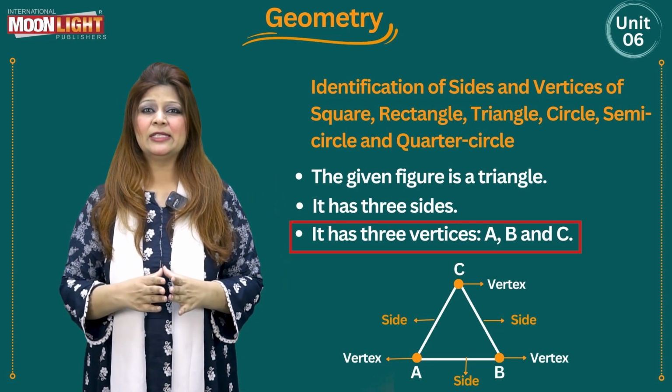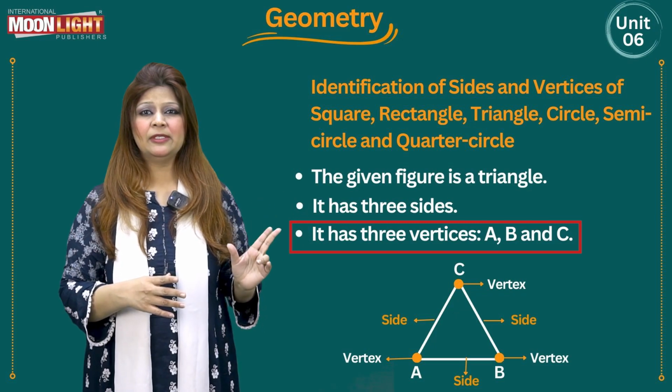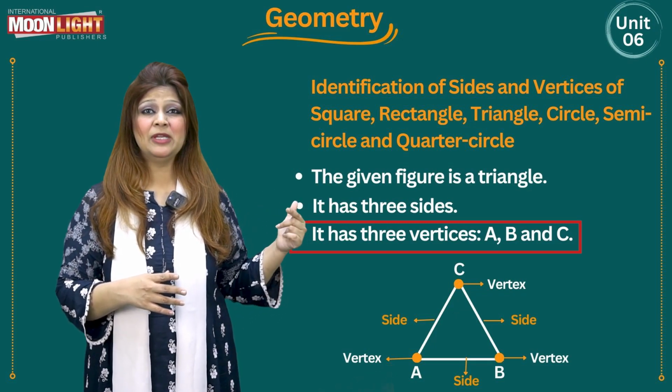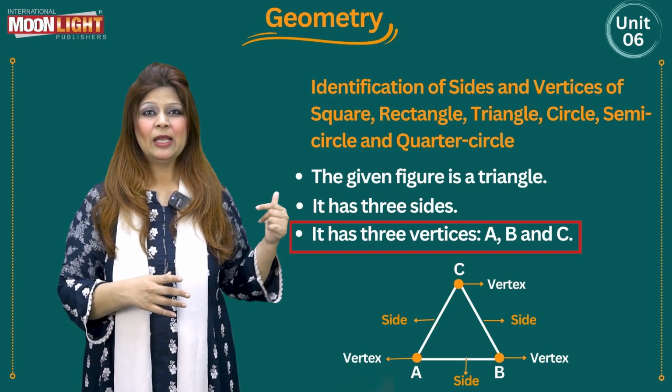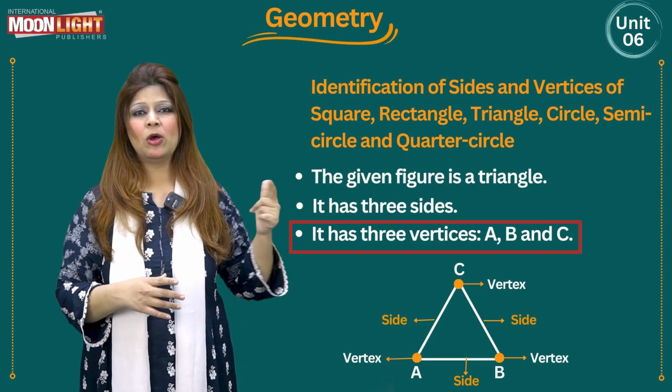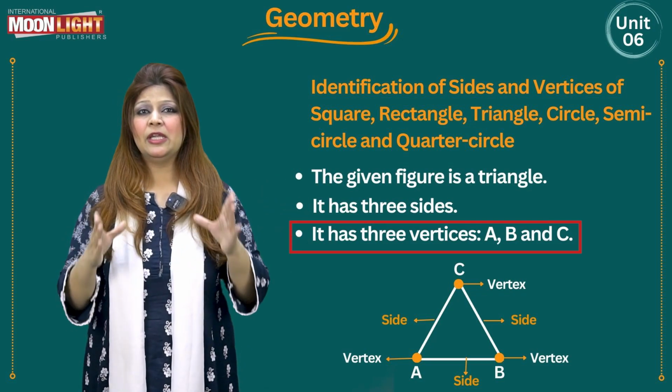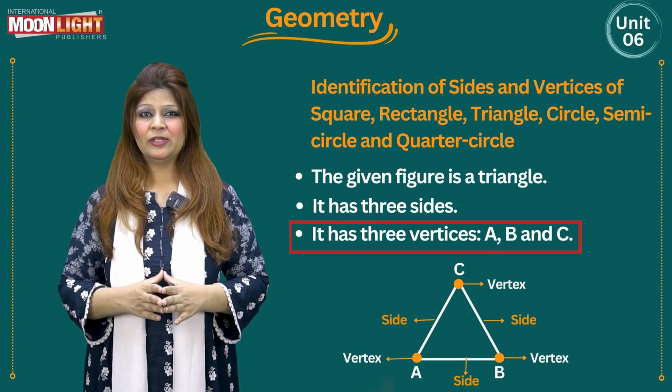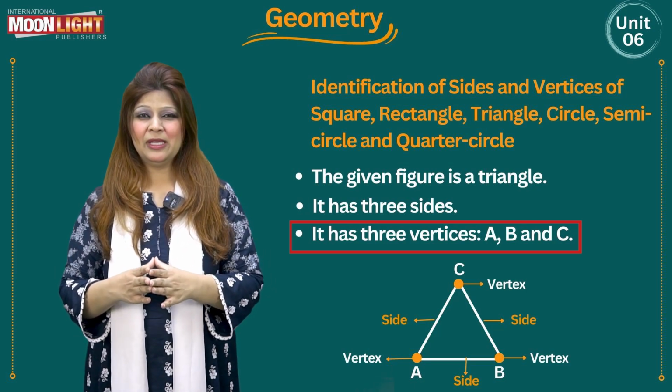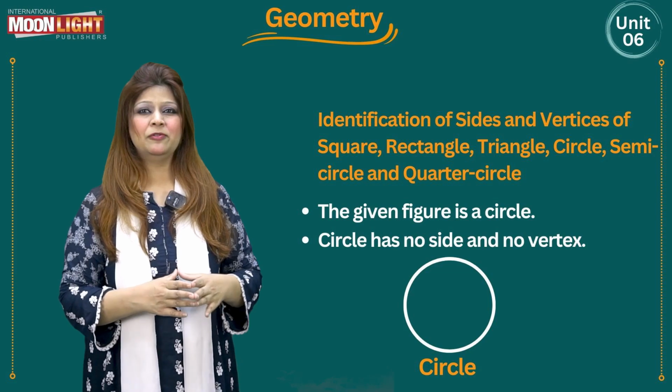So I can say that capital A, comma, capital B, comma, capital C. These three are the vertices of the given triangle: A, B, C.